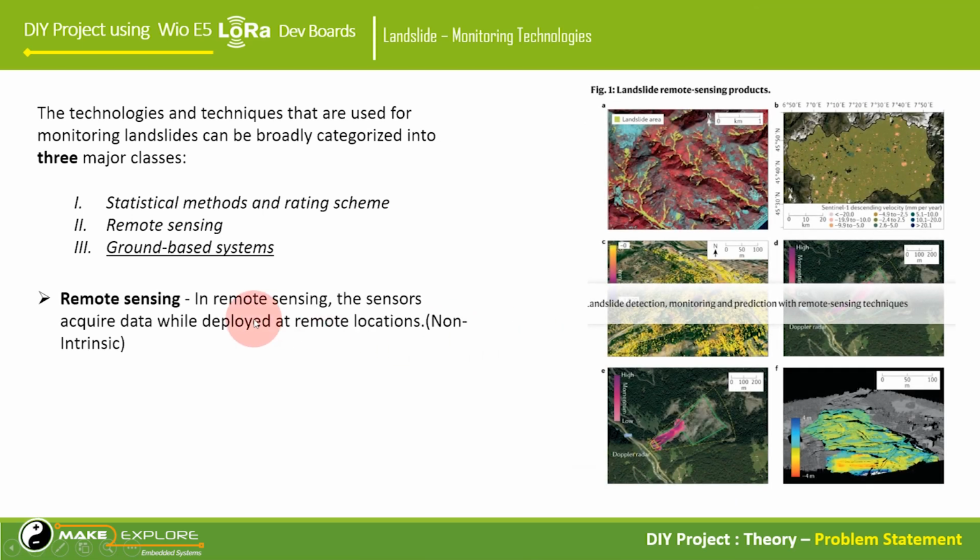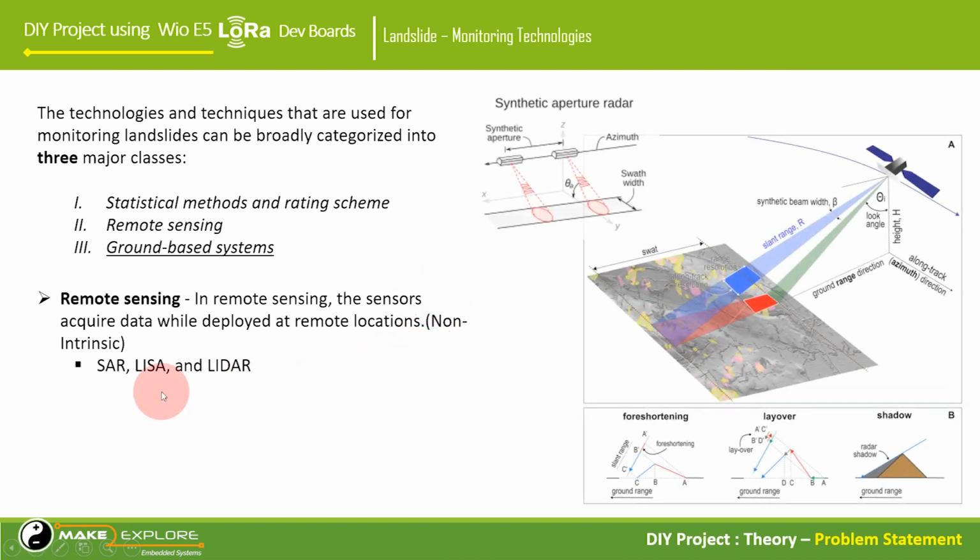The second category is remote sensing. In remote sensing, the sensors acquire data while deployed at remote locations. This method does not consider intrinsic parameters, which have a high degree of influence on landslide occurrence. Besides, these systems are not much help in prediction, but very significant in real-time monitoring. Techniques used in this category are SAR, LISA, and LiDAR. SAR means synthetic aperture radar.